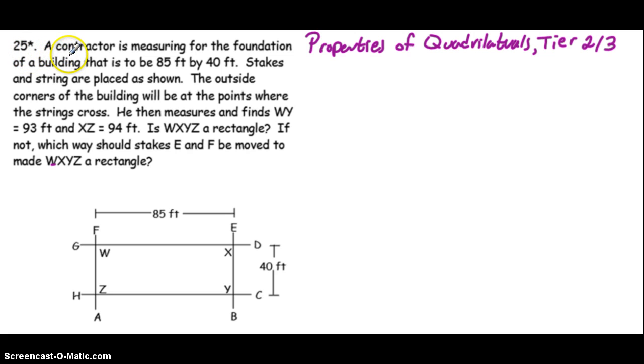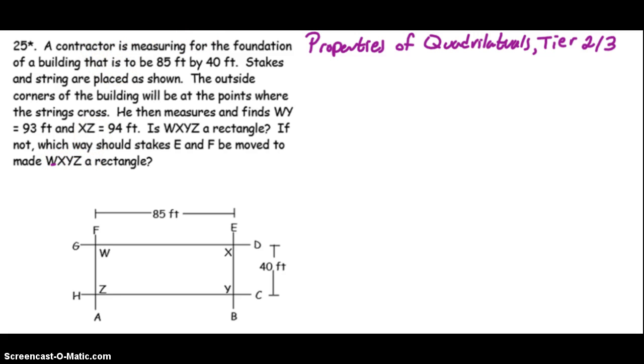A contractor is measuring for the foundation of a building that is to be 85 feet by 40 feet. Stakes and string are placed as shown. The outside corners of the building will be at the points where the strings cross. He then measures and finds WY equals 93 feet and XZ equals 94 feet. Is WXYZ a rectangle? If not, which way should stakes E and F be moved to make WXYZ a rectangle?